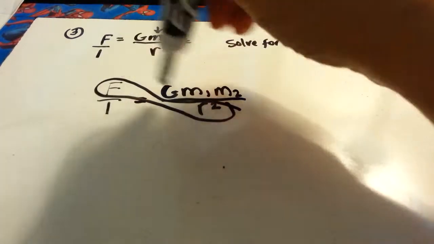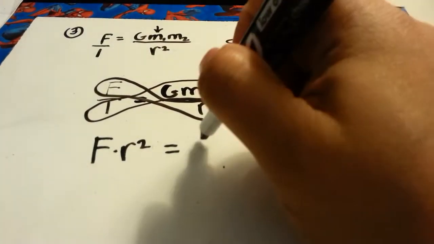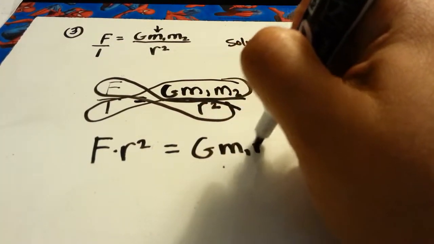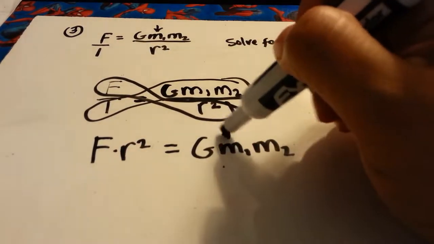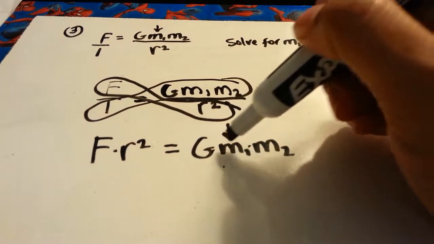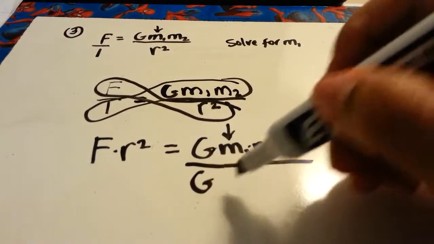Right? So what is f times r squared? Well, it's f times r squared. And you cross multiply this. Well, 1 times this is just that. So you get g m1 m2. And you want to leave m1 by itself, but it's being multiplied to these 2 right now. So how do you get rid of multiplication? We divide both sides.